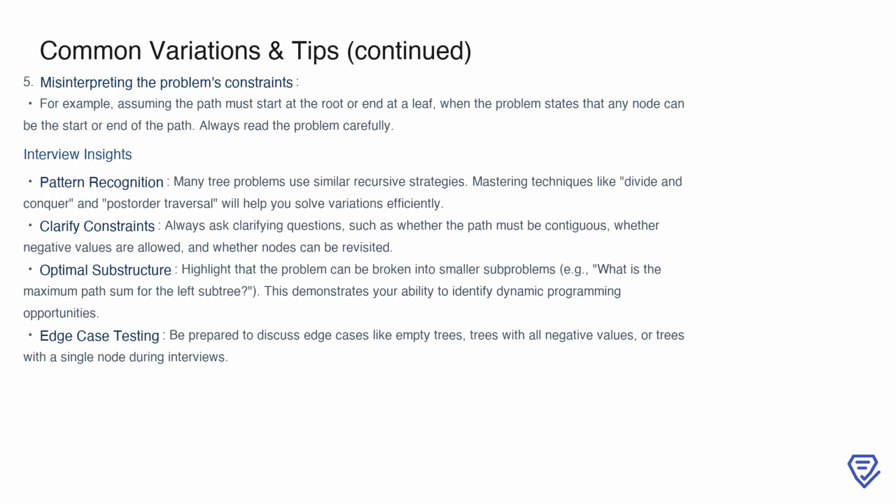Demonstrating an understanding of optimal substructure is another key point. Show how the problem can be divided into smaller, self-contained subproblems, like finding the maximum path sum for the left subtree, to highlight dynamic programming opportunities. Lastly, always test for edge cases, such as empty trees, trees with all negative values, or single-node trees, as these often come up in discussions.